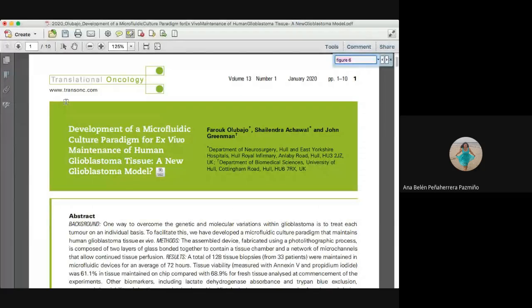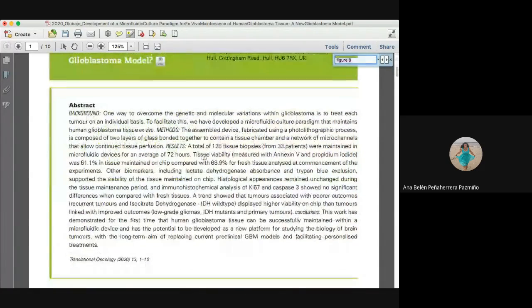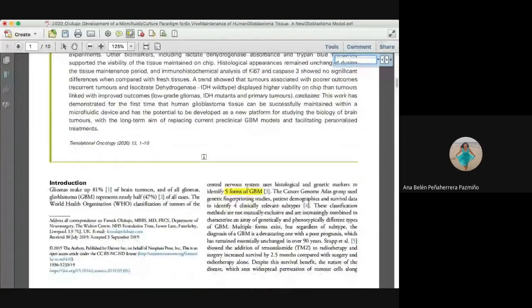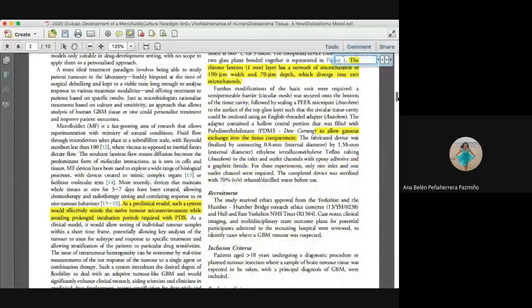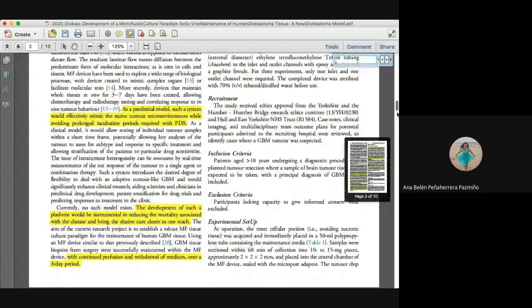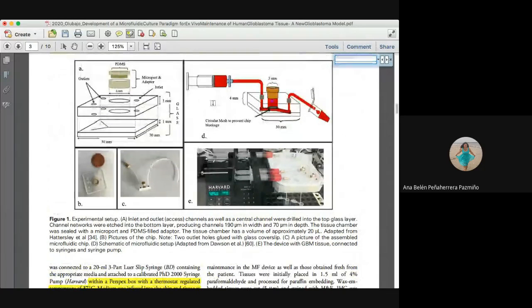Good morning, everyone. Today, I would like to talk about this article, whose title is "Development of a Microfluidic Culture Paradigm for Ex Vivo Maintenance of Human Glioblastoma Tissue: A New Glioblastoma Model." Here in this article, the authors propose a microfluidic device that contains a chamber to culture a tissue that has been extracted from patients. In this figure, you can see the architecture of the micro device.